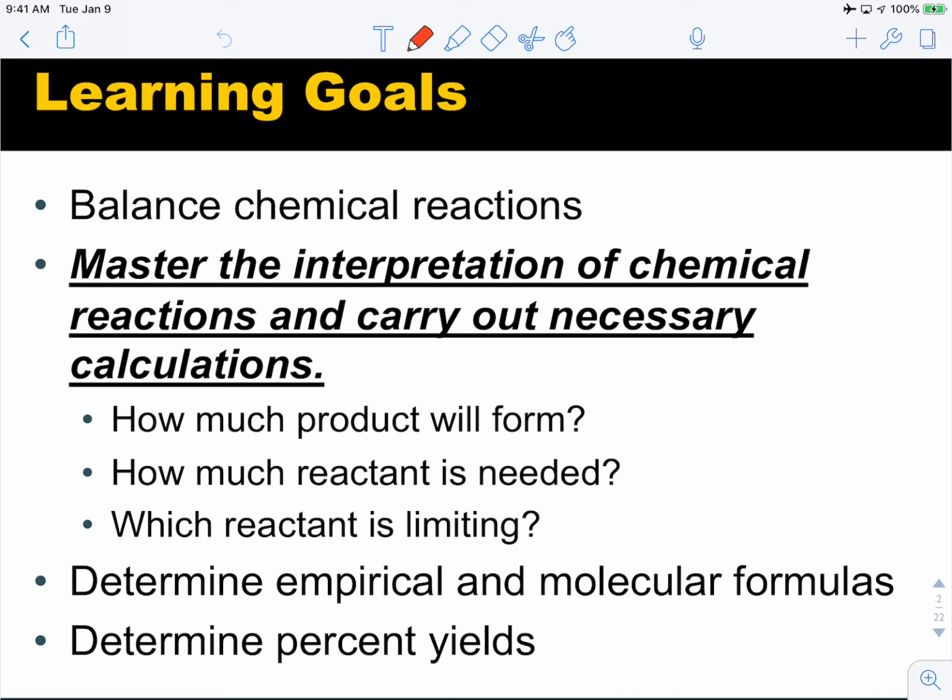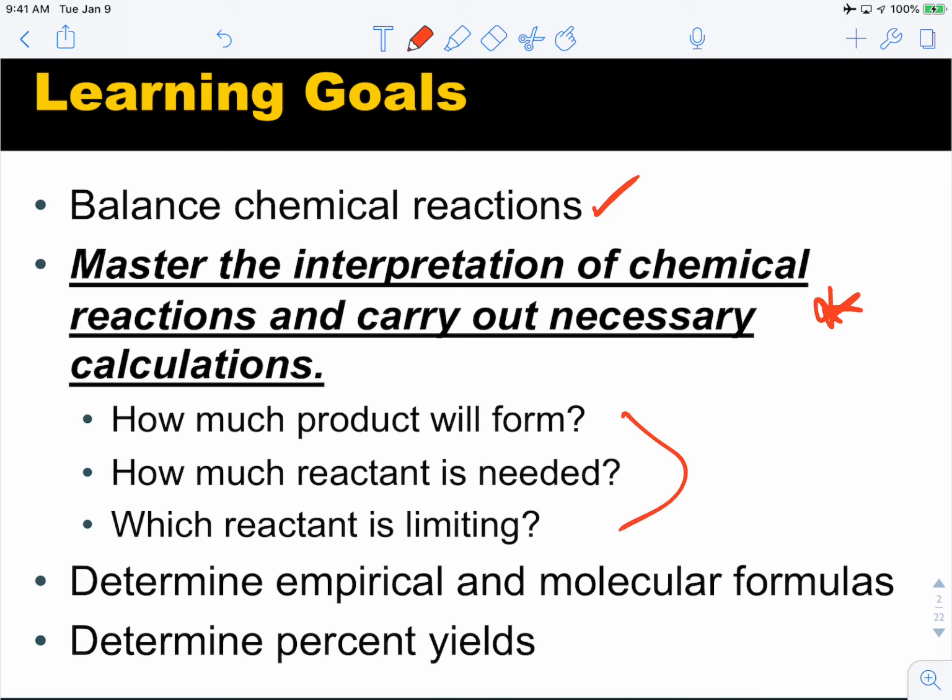As far as coming away from this chapter with particular learning goals, you need to first and foremost be able to balance chemical equations. I don't stress this, so I keep it basic, and I just want you to get the fundamentals down because it's a skill that is needed for multiple things you'll do in Gen Chem 1 and 2. But the heart of this chapter is right here, and that is you're going to need to be able to master the interpretation of chemical reactions and carry out the necessary calculations. That is, how much product will form, how much reactant is needed, which reactant is limiting.